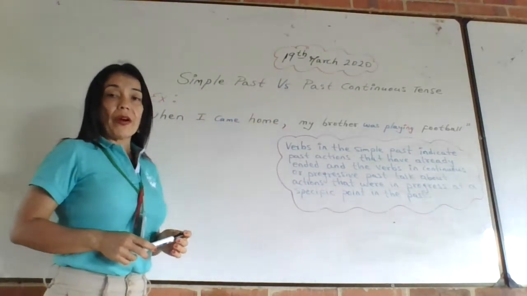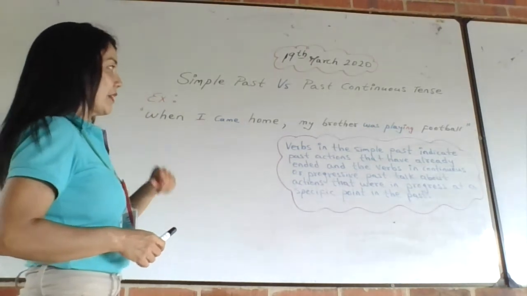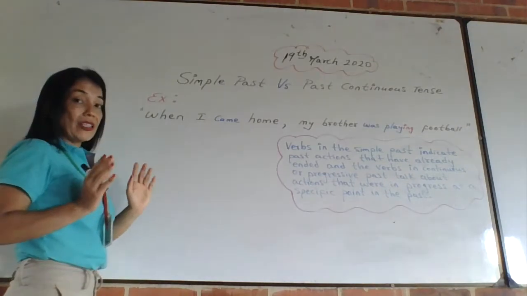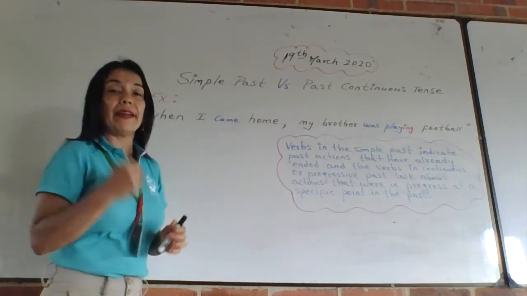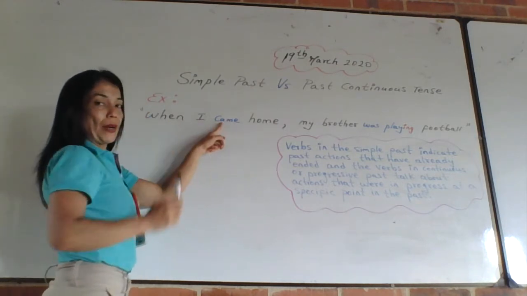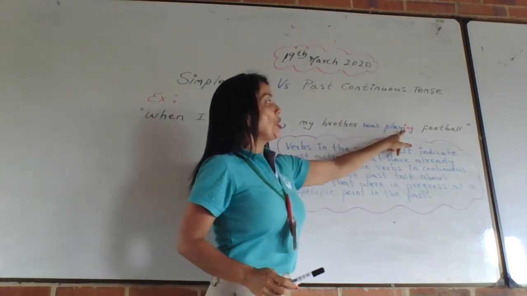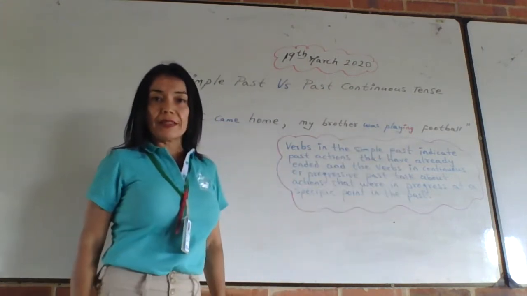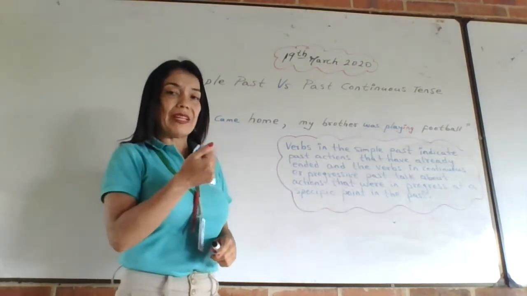I am going to start the class explaining this sentence. As you can see, the text is divided in two ideas. The first idea is in simple past tense, and the second one is in past continuous or progressive tense. So now let's understand the difference between them.